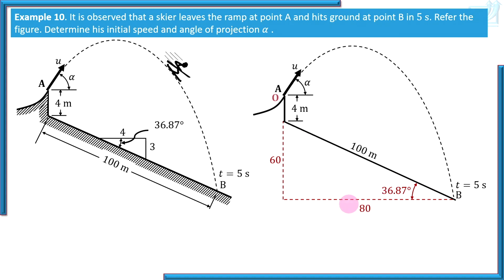And now follow the procedure. Choose origin where motion starts. Write coordinates of point given or known in the path. So what are the coordinates of point B? Coordinates are horizontal and vertical distances from origin. So vertical distance is 64 below origin, that's why negative. So negative y coordinate. And horizontal distance is 80, x coordinate is 80.